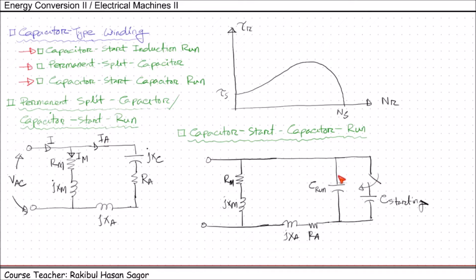In that condition, the C-run is selected in a way which will produce two uniform currents, IA and IM. Under running condition, this is the total I, and this is the supply voltage VAC.